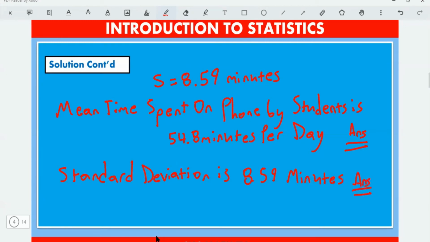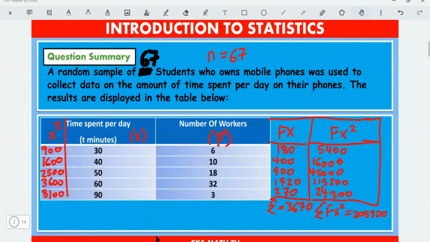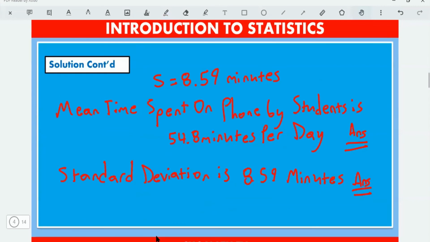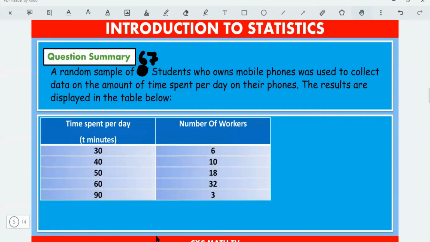Lovely. So this is very popular. They like to ask this in exams to work out mean and standard deviation. And they like to give you group data. All right, so this is a group data question. Lovely. So that's how you would find the mean and the standard deviation for the group data.